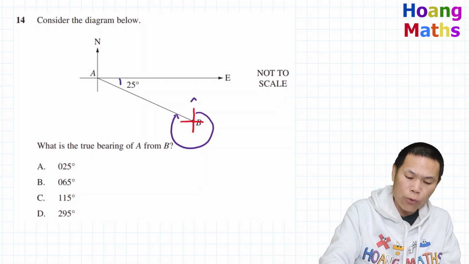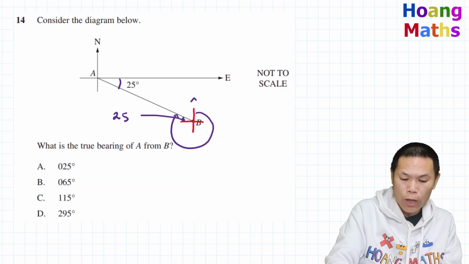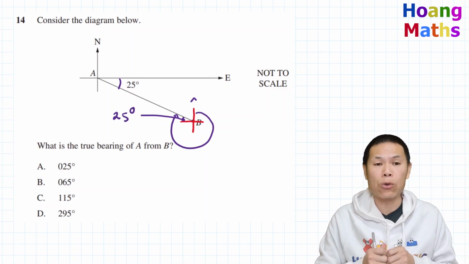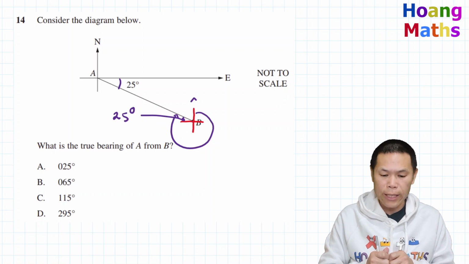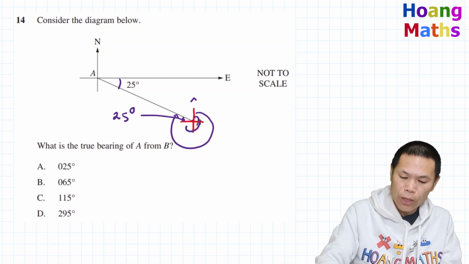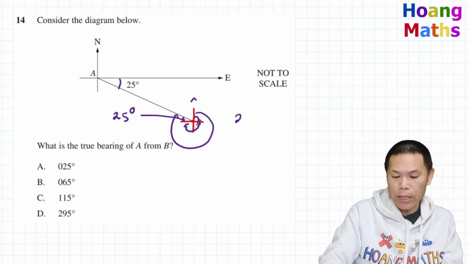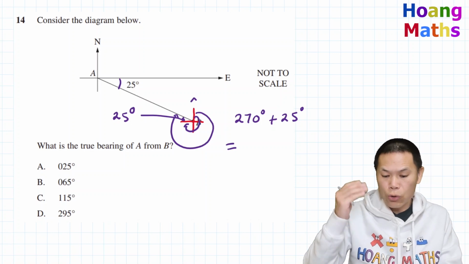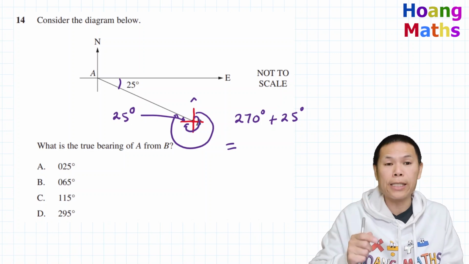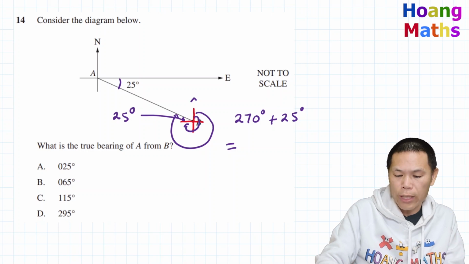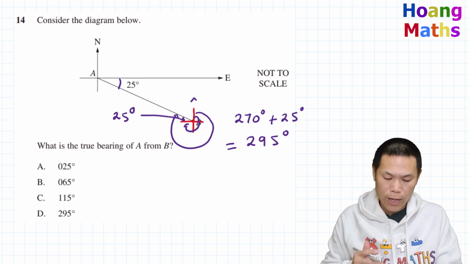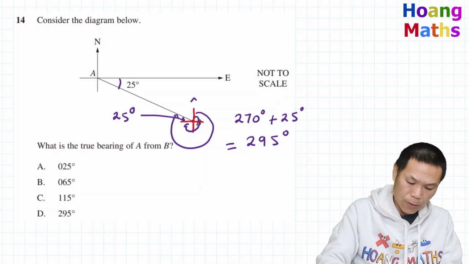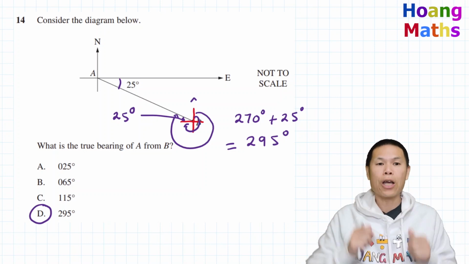And we know that this angle here is 25. So this angle here must be 25 as well, because alternate angles are equal in parallel lines, if you like. So we know that from here to here is 270. So the bearing is 270 and we add 25. So 270 plus 20 is 290, add another 5, 295 degrees. Of course, you can just put it on a calculator and you get 295. So the answer should be D. There you go.